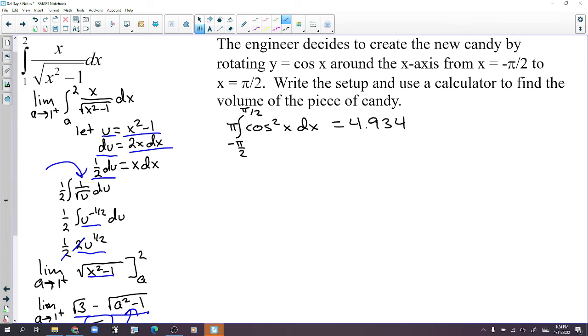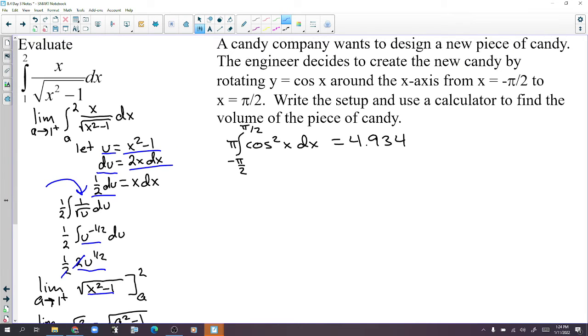The engineer, let's see, we're at a candy company. A candy company wants to design a new piece of candy. The engineer decides to create the new candy by rotating y equals cosine of x around the x-axis from negative pi over 2 to pi over 2. Write the setup and use the calculator to find the volume of the piece of candy.